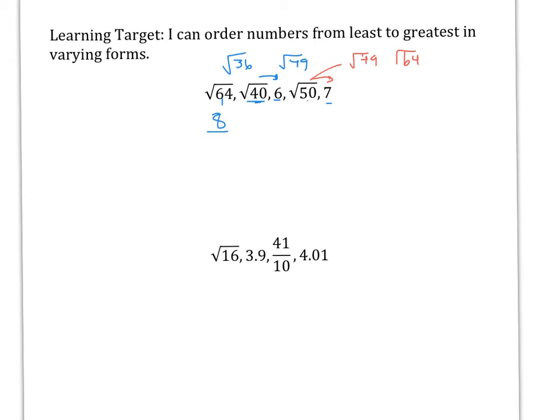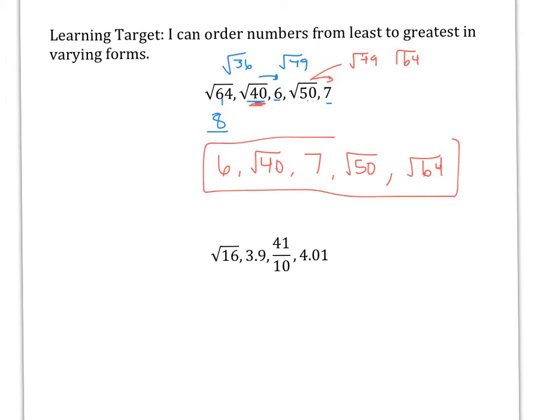So our lowest number here is 6. And then the square root of 40 is slightly over 6. It's going to be 6 point something. So the square root of 40 would come second. And then we have 7. And then the square root of 50 would be right after it. And then the square root of 64, which we know would be 8, would be last. And that would be the largest or the greatest number here.